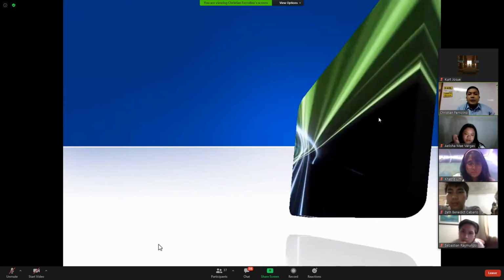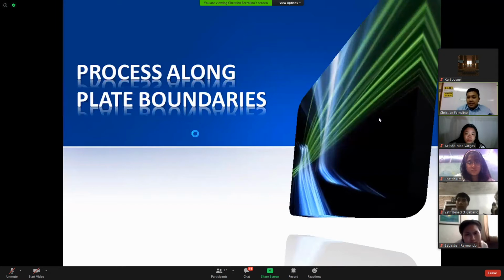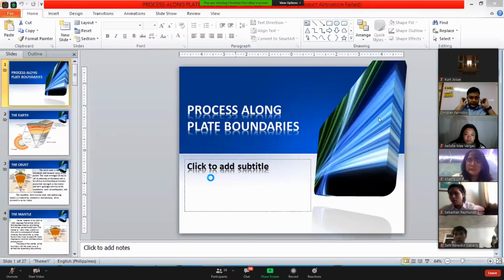Let us now look into the geosphere. Okay, tingnan naman natin ngayon yung Earth itself, yung solid part ng Earth. Tingnan natin kung ano-ano yung bumubuo sa kanya by looking at these particular layers. Okay, so this is our first topic for our first quarter, which will be the structures of the Earth. Sana hindi naglag yung laptop ko, no?